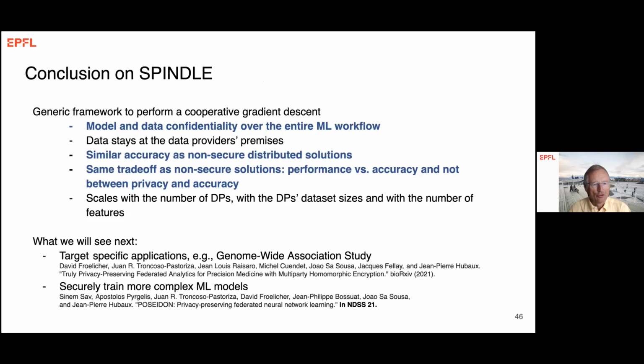So if we conclude, we have seen a generic framework to perform a cooperative gradient descent. And this provides model and data confidentiality over the entire machine learning workflow, which was the goal we were aiming at. So there is no loss in terms of accuracy, and we have essentially an end-to-end protection of the data and of the model.